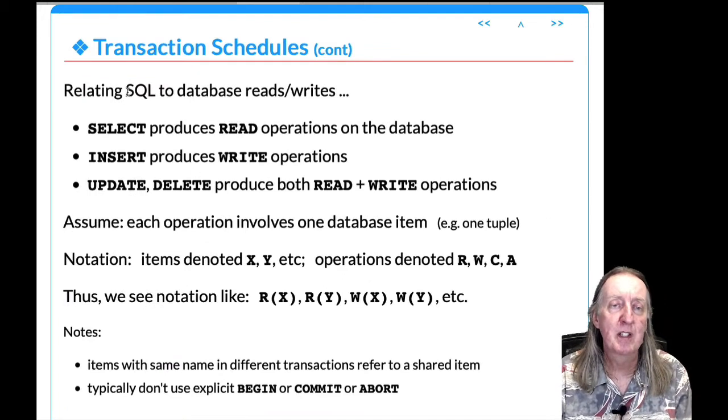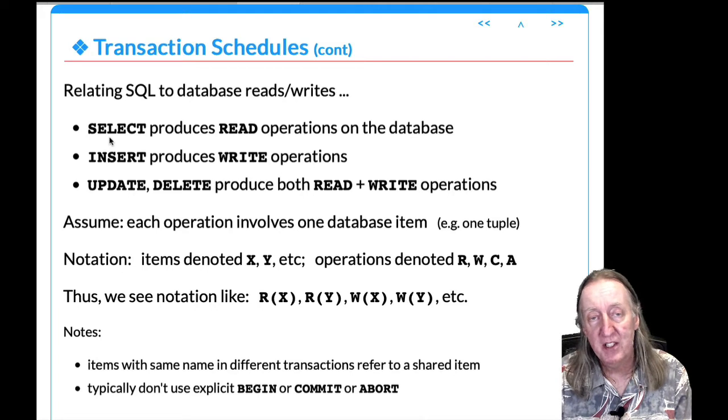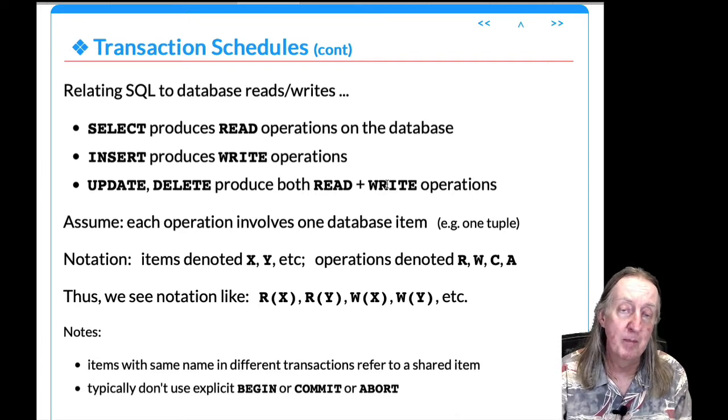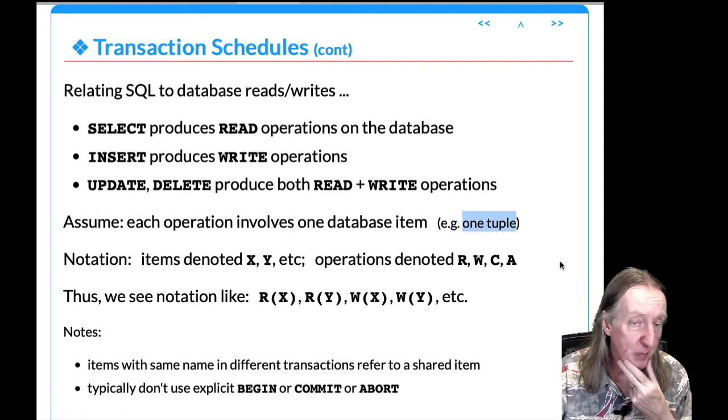Okay, so how does this relate to SQL? Well, a select statement obviously produces a read operation or read operations. An insert produces write operations. An update and delete produce both read and write. You've got to find the object and then change it, either get rid of it or make changes to it and write it back out again. The other thing that we're assuming here is that each of these read and write operations involves a single database item, which potentially is a single tuple.